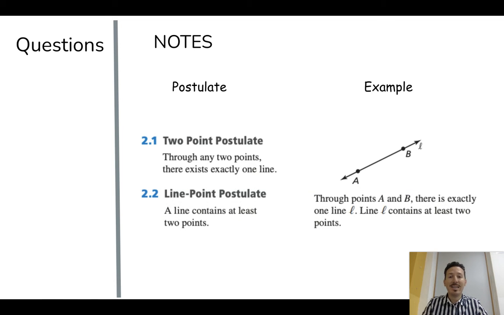Secondly, we have the line-point postulate, which means that a line contains at least 2 points. So in order for you to create a line, you have to have at least 2 points. That's what it comes down to.